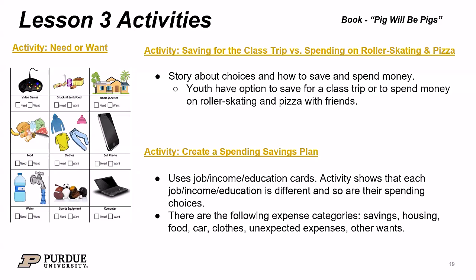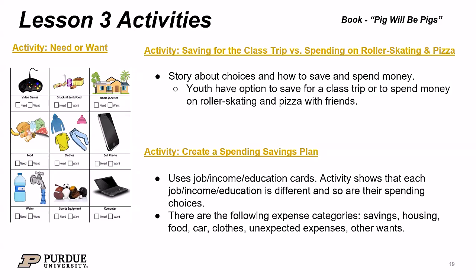And then there's categories, and they've got a sheet that says this is your income, these are your various expenses. So there's housing, savings, food, cars, clothes, unexpected expenses, and other wants. They choose from those cards, and then they put in the total cost for each of those expenses, subtract it from their income, and see if they've got enough money to live based on that career and the kind of living.